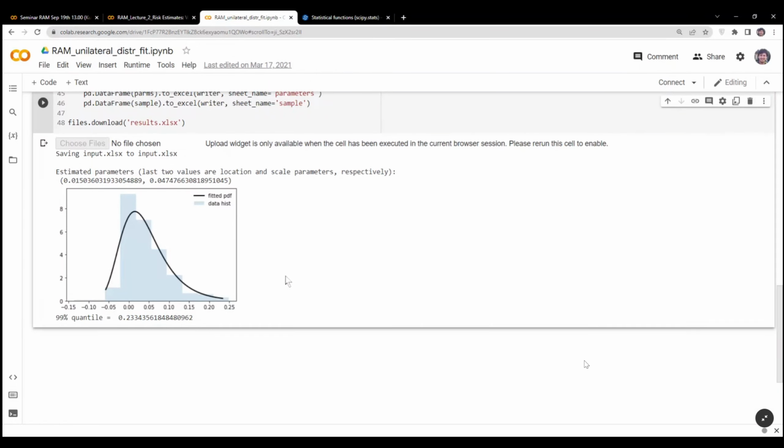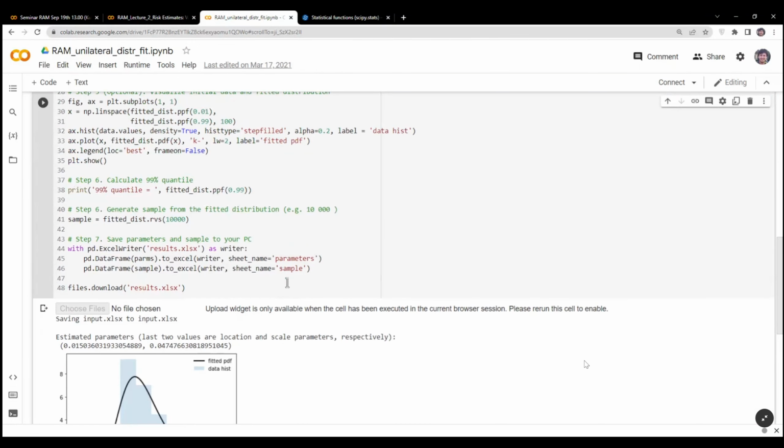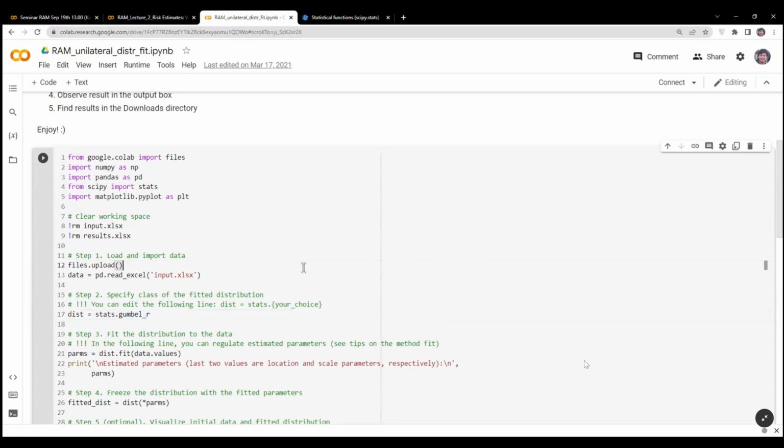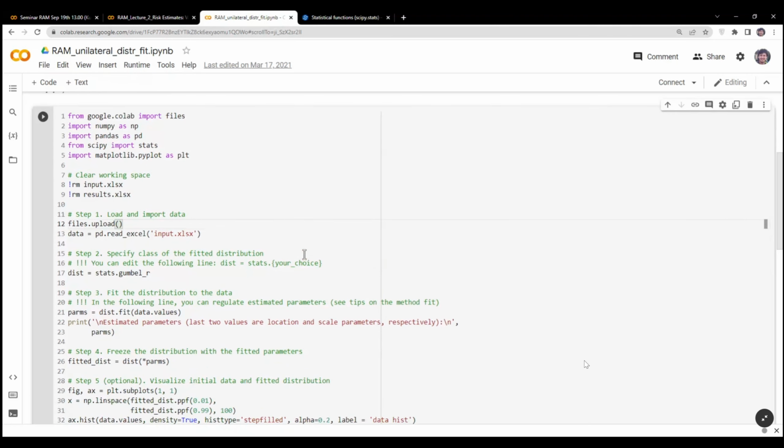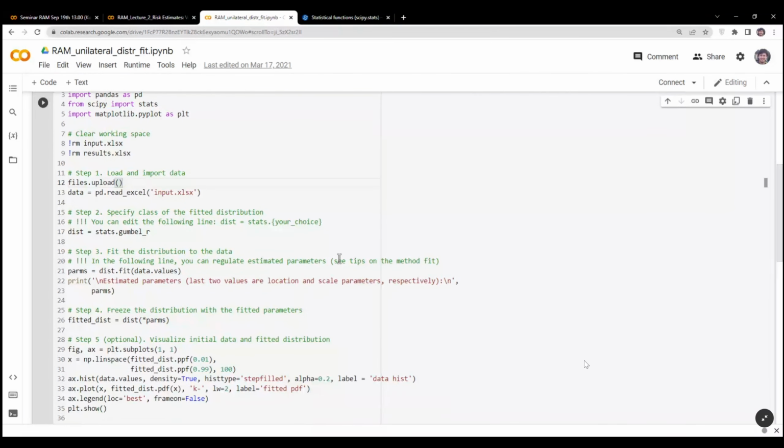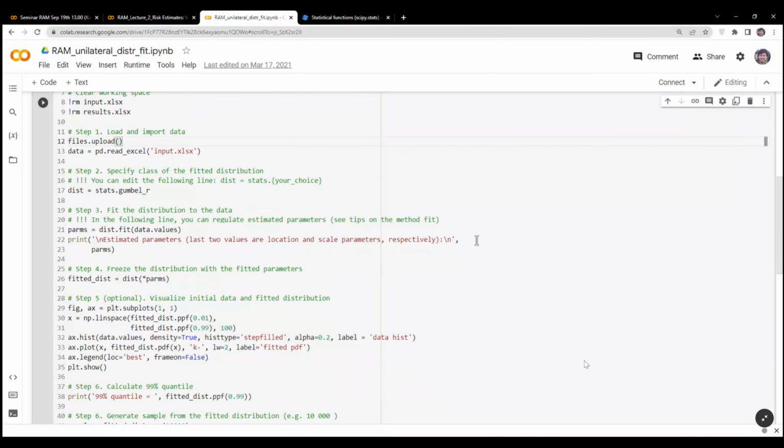And I suggest you fit this distribution and try to calculate VaR and expected shortfall on the same confidence level for the left tail and the right tail, so for both positions, long and short, and see what the results are going to be.